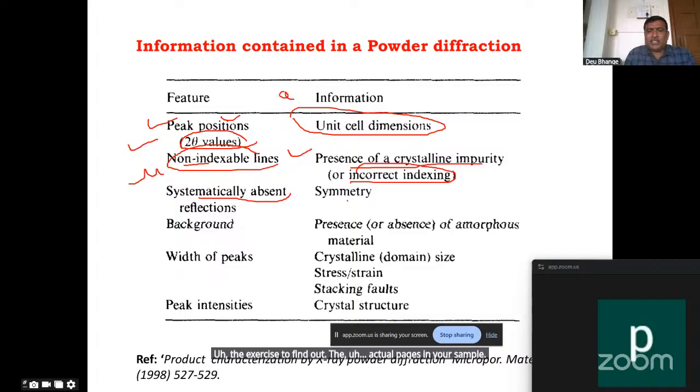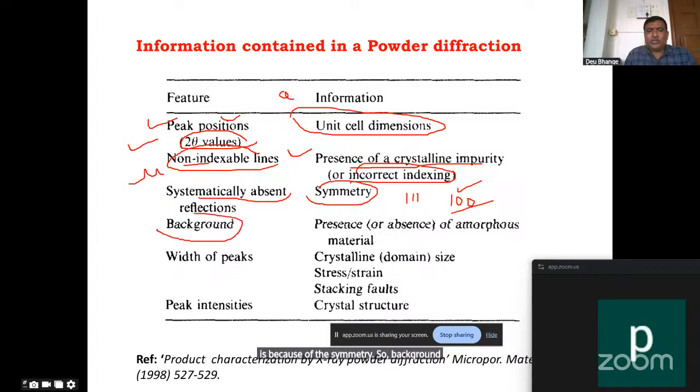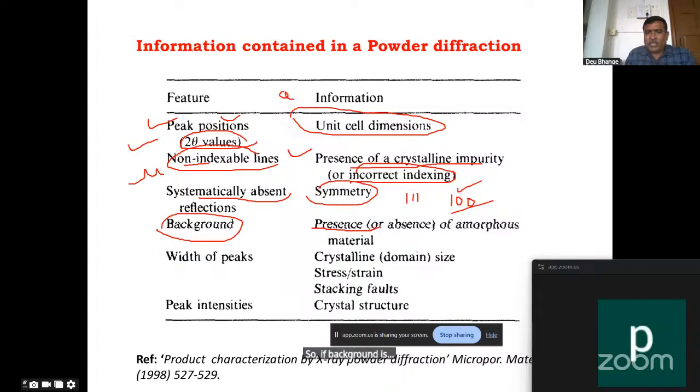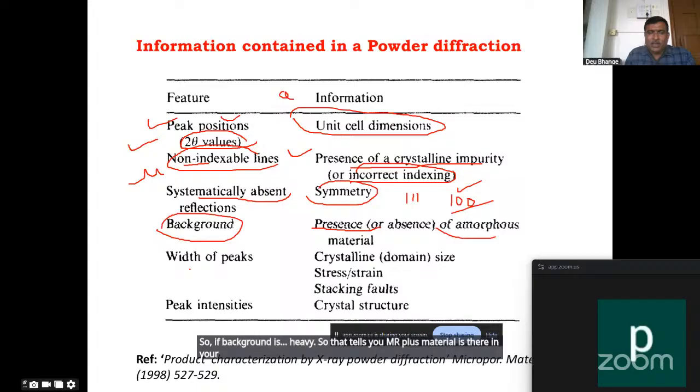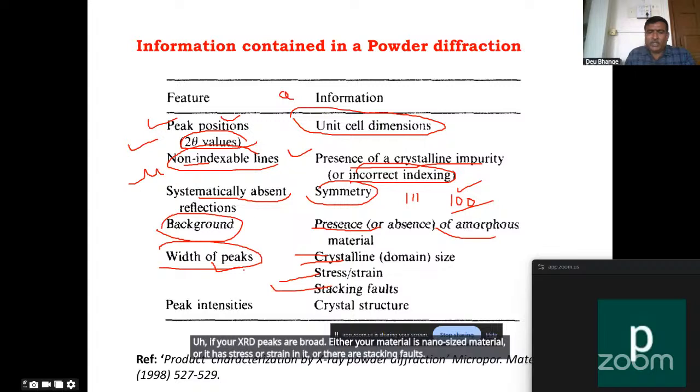If some peaks are absent, for example, in our material only the first peak was 111 and 100 was absent in the aluminum XRD pattern. That tells us the systematic absence of 100 and 200 is because of the symmetry. As for background, if I have not shown you, maybe in the next PowerPoint presentation I have 10-15 minutes, there I will show you this. If the background is heavy, that tells you amorphous material is there in your sample. If your XRD peaks are very sharp, your material is highly crystalline. If your XRD peaks are broad, either your material is nano sized, or it has stress or strain in it, or there are stacking faults present in your sample.